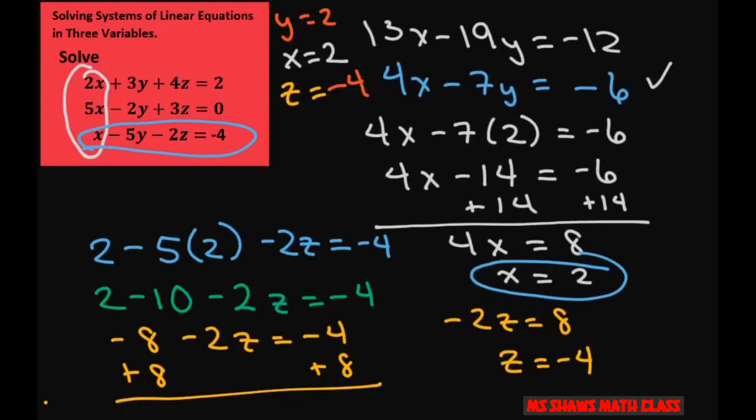And the way they usually like you to write this is as an ordered triplet. So x goes first, then y, and then z. And this would be your final answer.